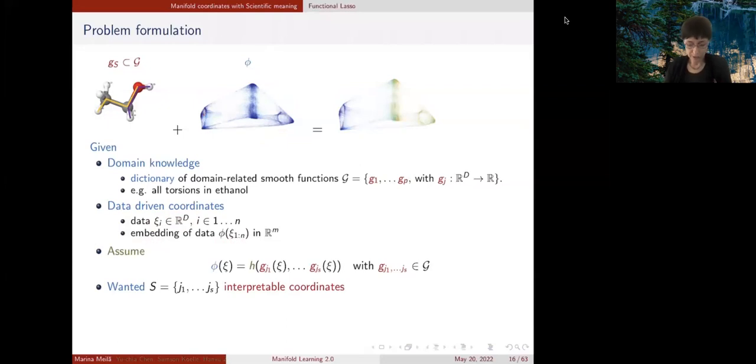Now we are assuming that the coordinates of this manifold can be represented in terms of some subset of functions from the dictionary. So we assume that we can represent this manifold by these coordinates if we knew which ones they were. And what we would like is to find this subset in the large dictionary that we started with.